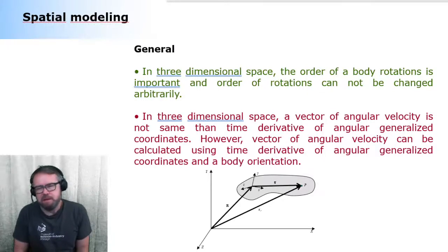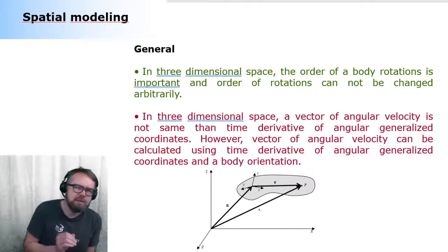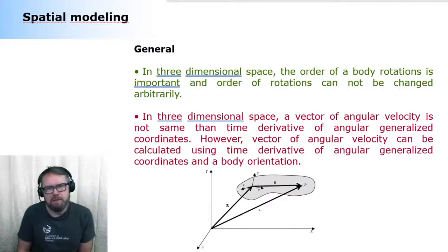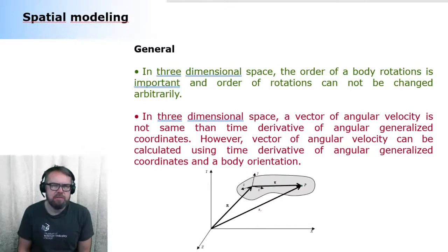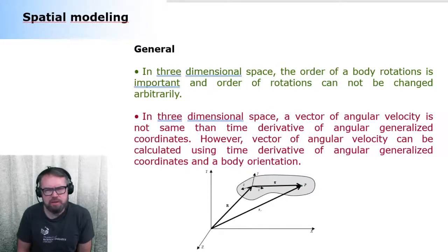Now, another thing. The mathematical description is something that is a bit of a problem. Another thing is that order of rotation is very important. You cannot change the order of rotation in 3-dimensional space. In 2-dimensional space, you can play as you want. But in 3-dimensional space, you cannot, because the order of rotation is very, very important. So that's another thing that makes it a bit difficult.